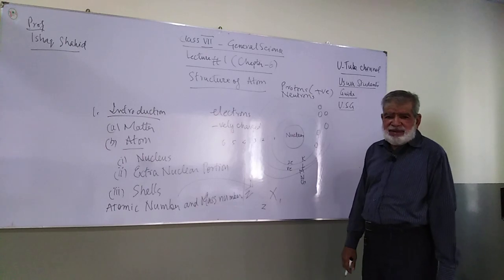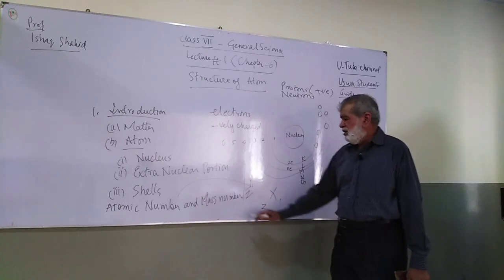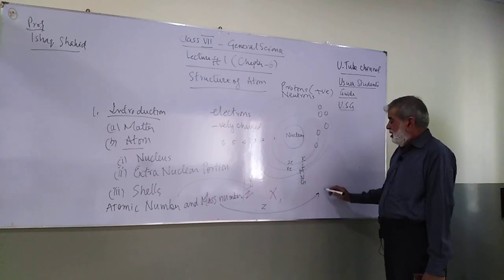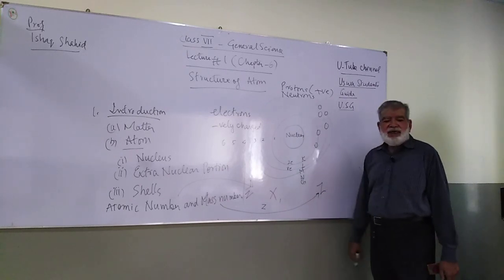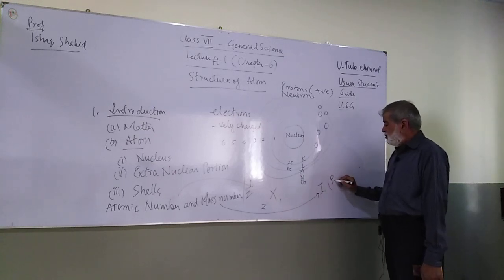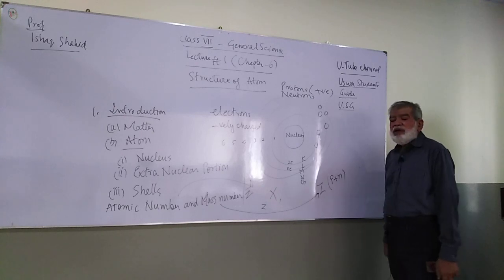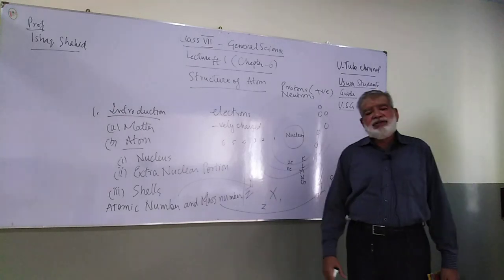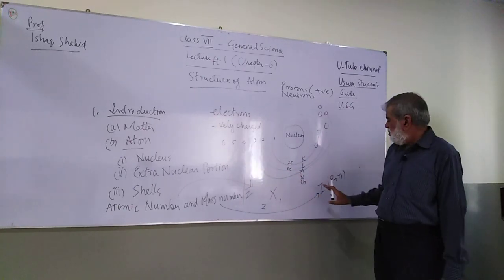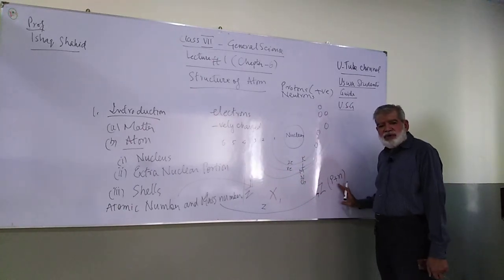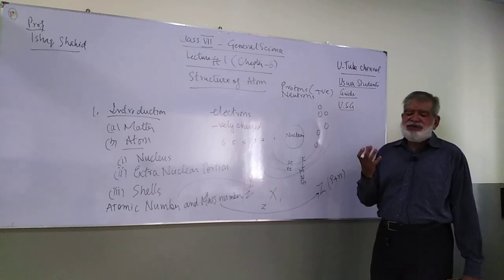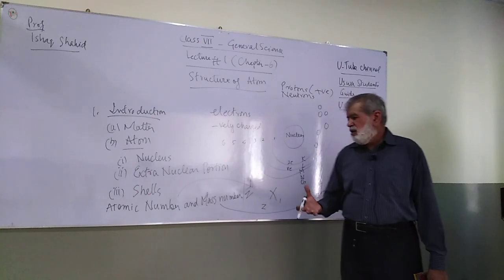The mass number is another quantity which normally we come across in science, and it is denoted by A. Mass number is the number of protons and neutrons combined in the nucleus. As many as the number of protons and neutrons are there in the nucleus, that becomes the mass number. Mass means the total atomic weight of the element.